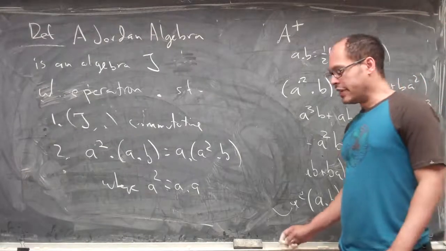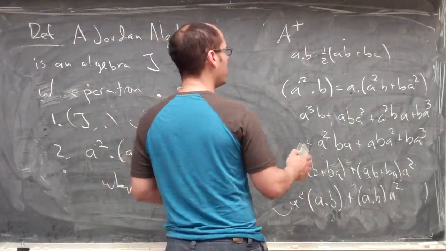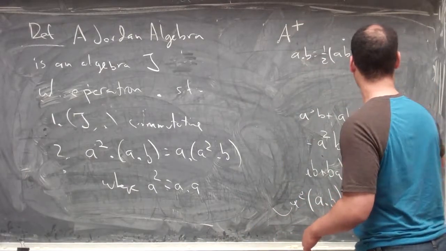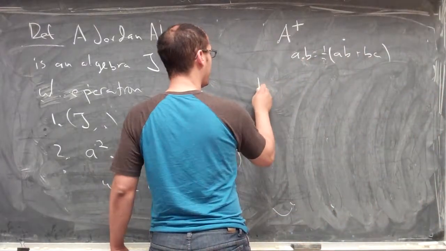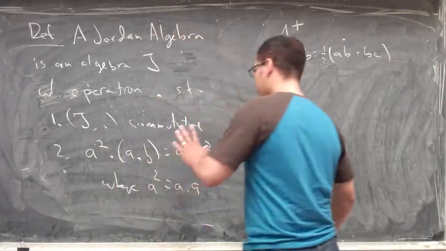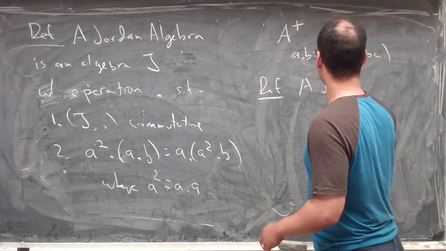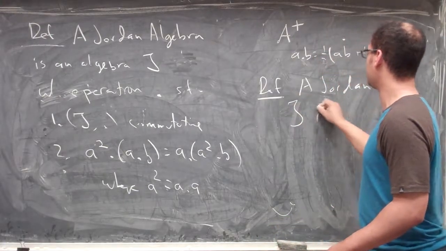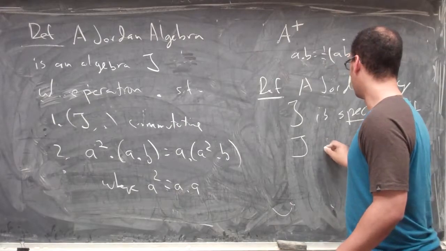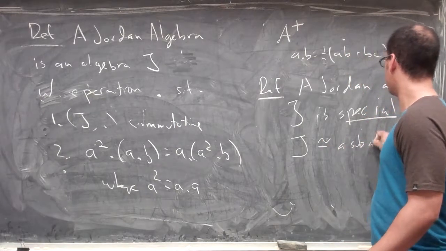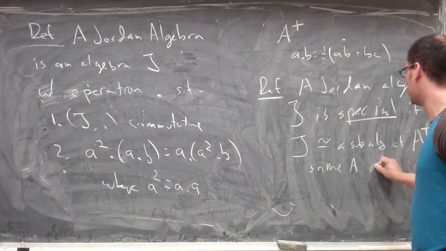Well, it turns out definitely not. One way of seeing how much you fail by is the following observation, and we'll see this a bit more later. Maybe to make this make more sense, let me make the following definition. We say that a Jordan algebra J is special if J is isomorphic to a subalgebra of A plus for some associative algebra A.